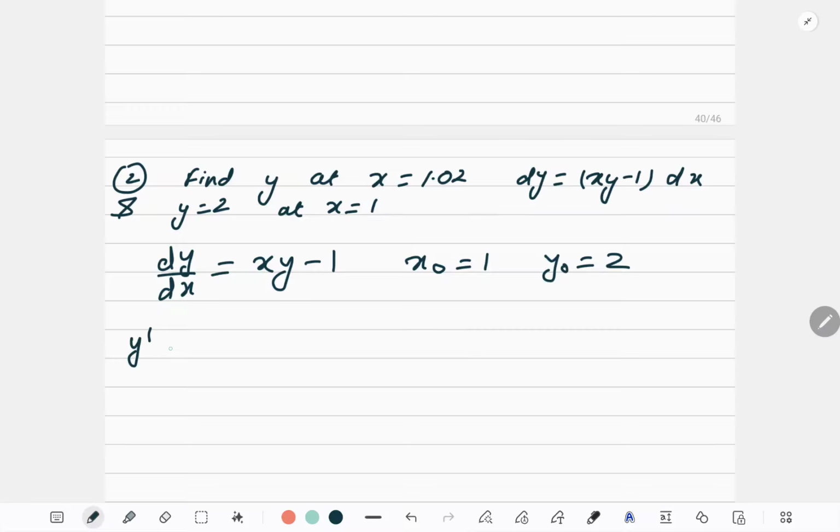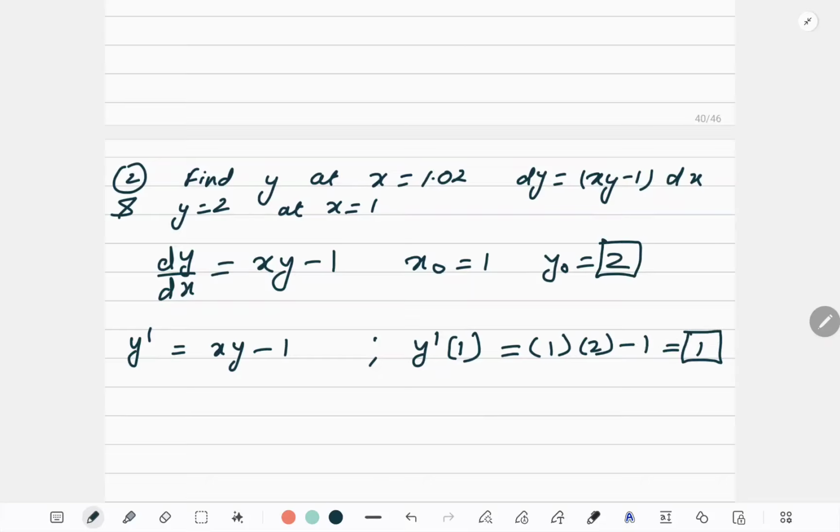First y dash. So y dash is equal to xy minus 1. But I need this y dash at x0. x0 is 1. So at 1. Right? So what will be the value? X value is 1. Y value is 2 minus 1. So 2 minus 1 is 1. So this is my first value and this is my second value.